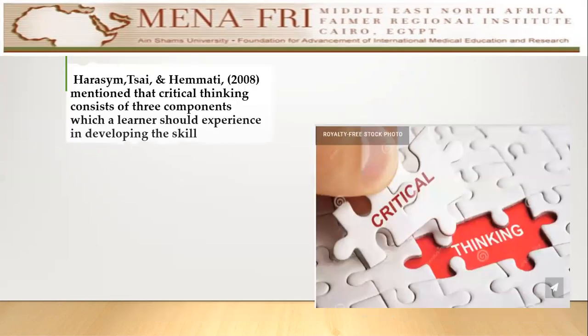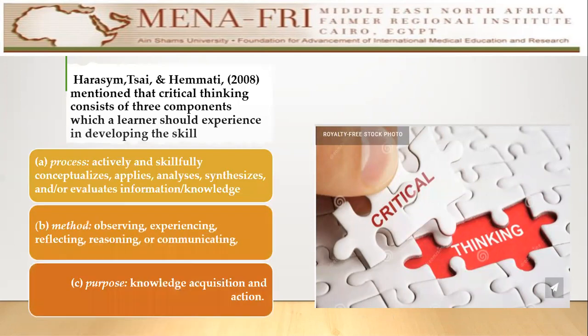Harrison and his colleagues mentioned that critical thinking consists mainly of three components. These three components are the process, which is to actively and skillfully conceptualize, apply, analyze, synthesize, or even evaluate information and knowledge. The methods used in this are observing, experiencing, reflecting, reasoning, or communicating in order to acquire knowledge, which is the purpose of this process.